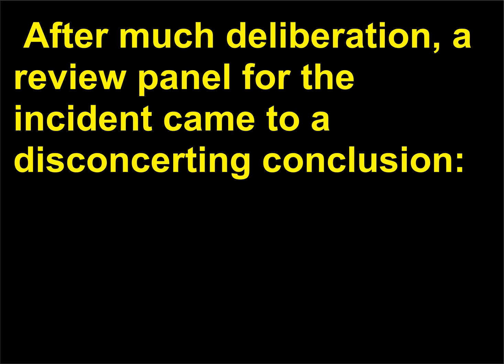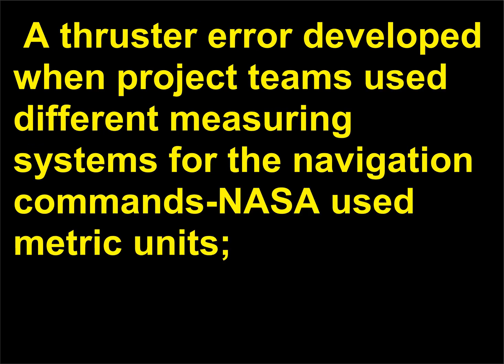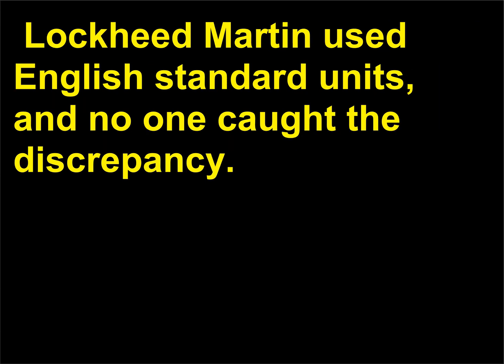After much deliberation, a review panel for the incident came to a disconcerting conclusion. A thruster error developed when project teams used different measuring systems for the navigation commands. NASA used metric units. Lockheed Martin used English Standard Units, and no one caught the discrepancy.